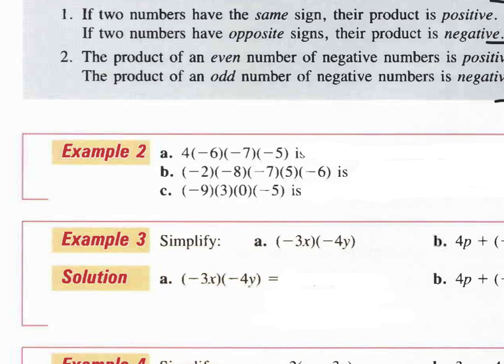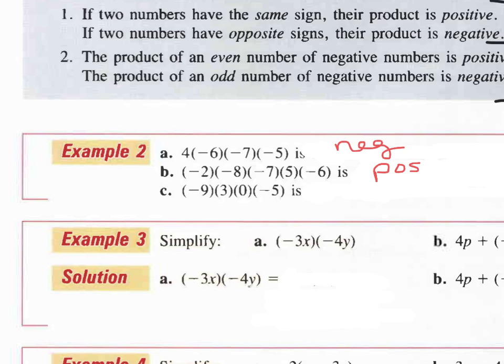How many negative signs do you see in example 2, part A? How many negative signs are here? 3. Is 3 odd or even? Odd. So my answer will be negative. Okay. Example B. How many negative signs? We see 4, right? Is 4 odd or even? So we know it's positive.